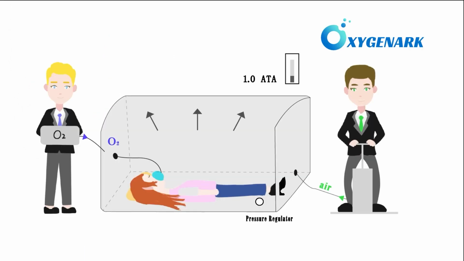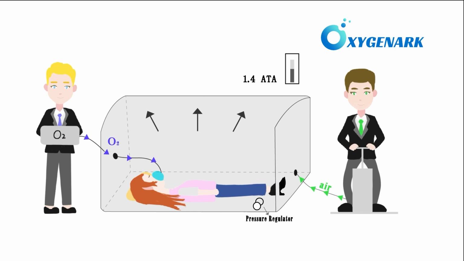Now that we understand the underlying principles, let's explore how we bring it all together. Inside a hyperbaric chamber, we have two essential components. On the right side, we have a person who pumps air into the chamber, gradually increasing the air pressure. This process creates a pressurized environment for the user.